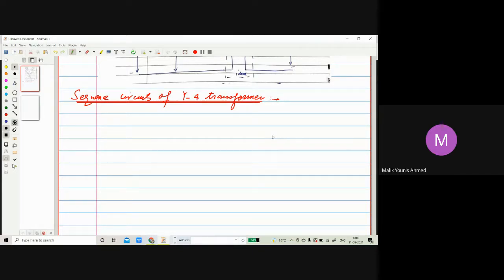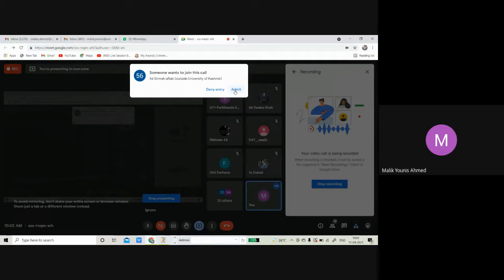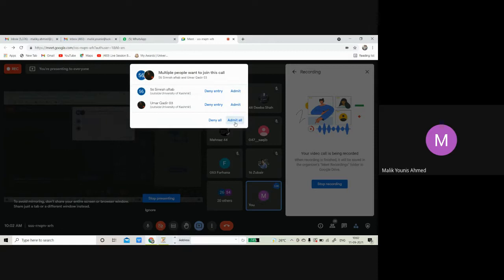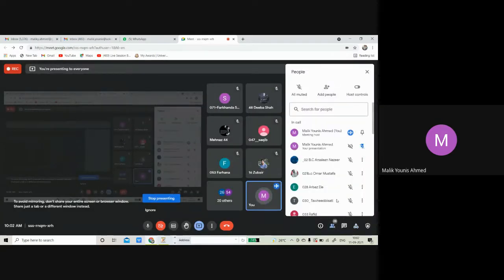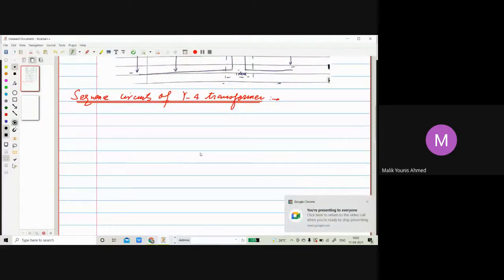These are approximate circuits, as we have seen yesterday also. I talked about why approximate: we are not including the magnetizing current, so it's an approximate circuit. Resistance is also neglected. So let's move ahead and we will take case number 1. We'll be explaining this in detail.